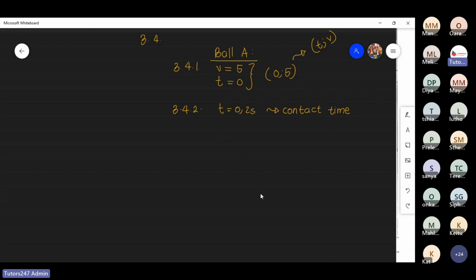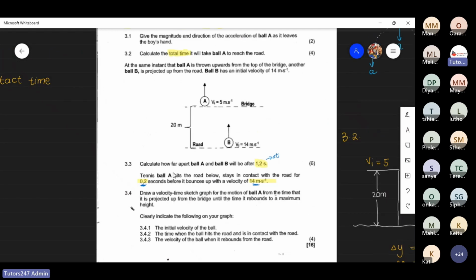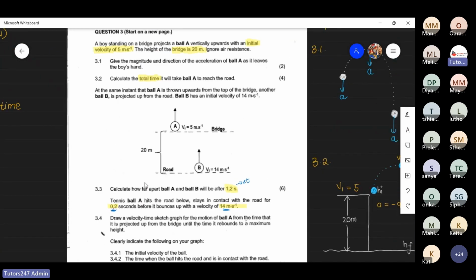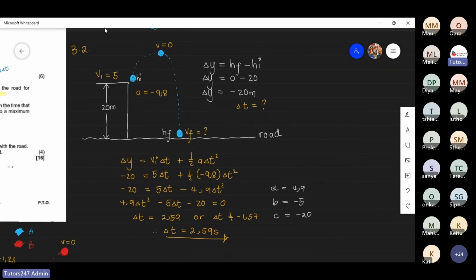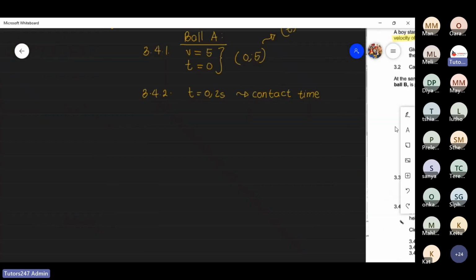But it also stated we need to indicate the time when it hits the road. So let's see, were we given that information? A boy standing on a bridge projects ball A vertically upwards with an initial velocity of 5 meters per second. The height of the bridge is 20 meters. Ignore air resistance. Okay, here, look at 3.2. Calculate the total time it takes for the ball to reach the ground. So 3.2 has the answer we are looking for. What is it? Okay, so we now know that it takes 2.59 seconds for the ball to hit the road.